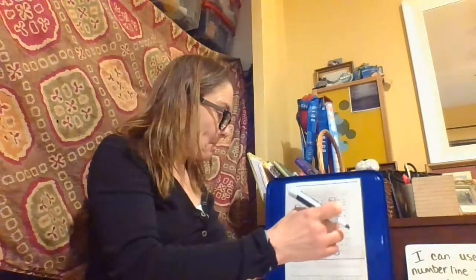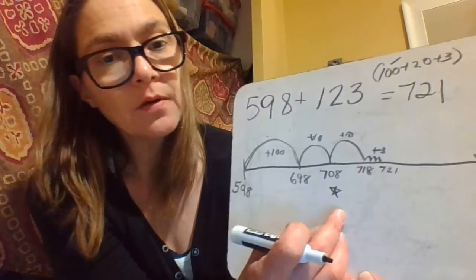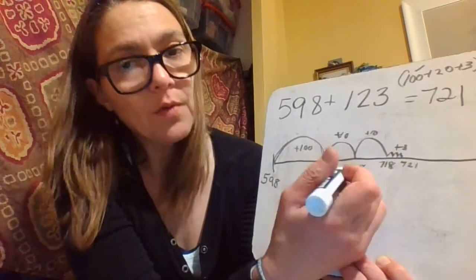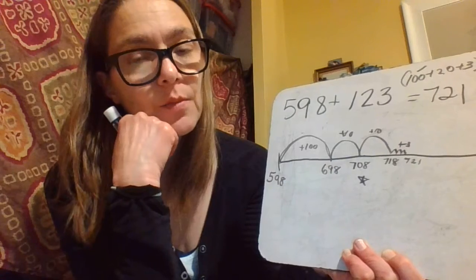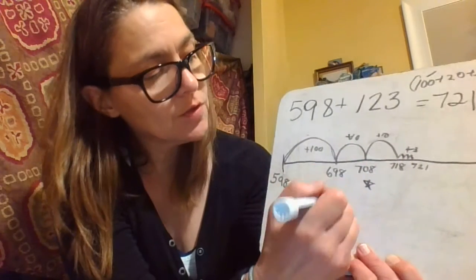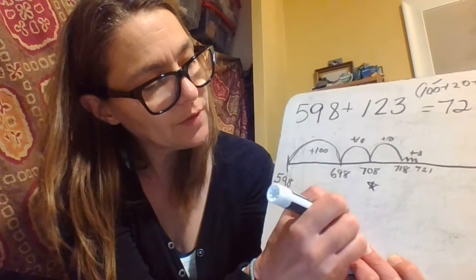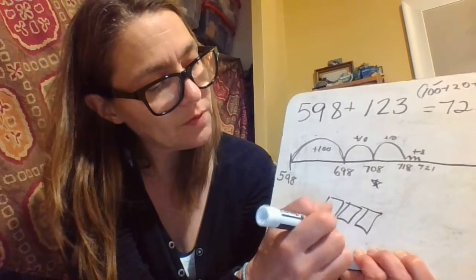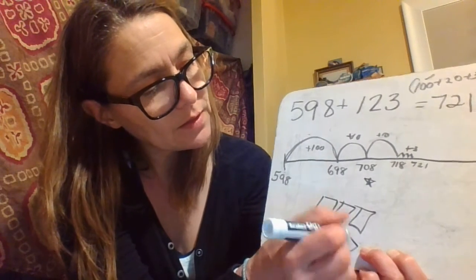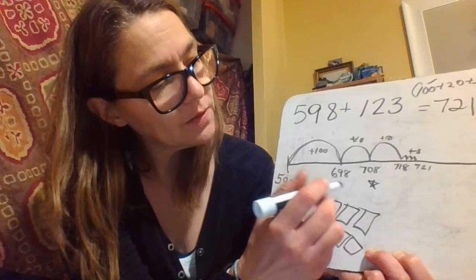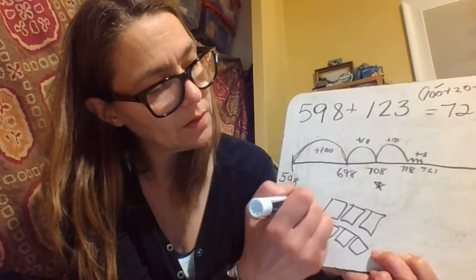Okay, so I'm using the hundreds grid to double check my work. The trickiest part is this part right here, where you are regrouping and you're making a bundle of hundreds, because now you have 7 flats or 7 bundles of 100 and not 6. Okay, because you are regrouping.